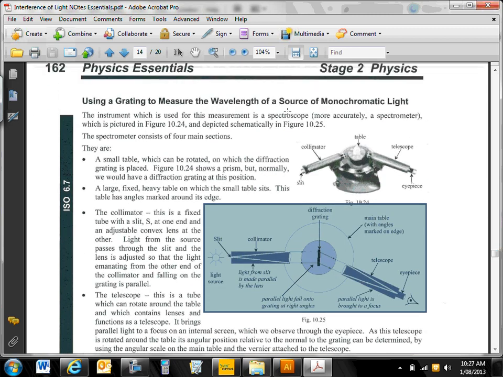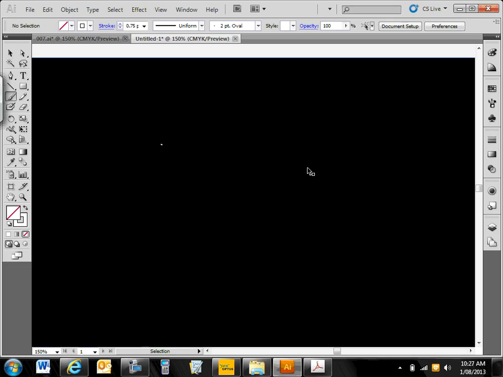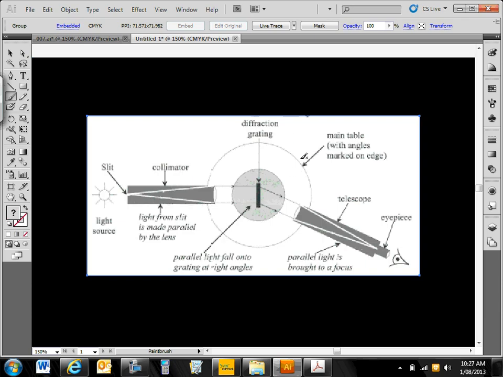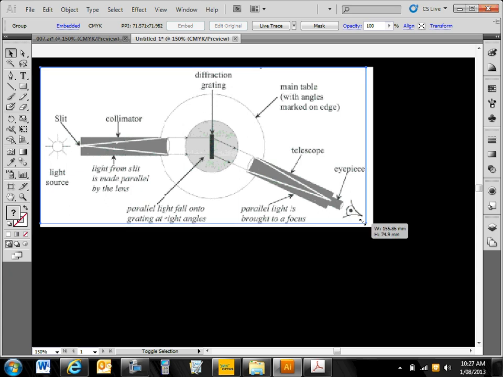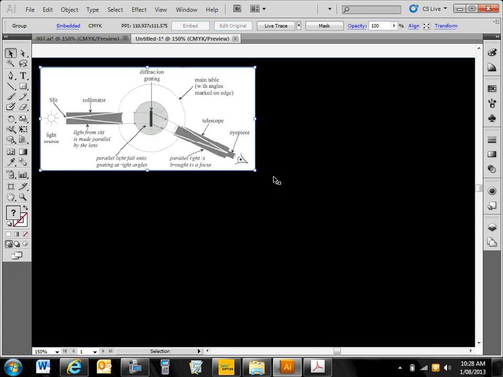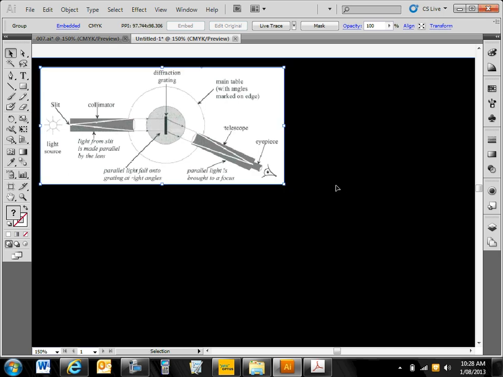So, using a grating to measure the wavelength of a source of monochromatic light. Here's our spectroscope, different apparatus again. This is an overview of the spectroscope, which you have seen a few times now. I'll just skip that for now.